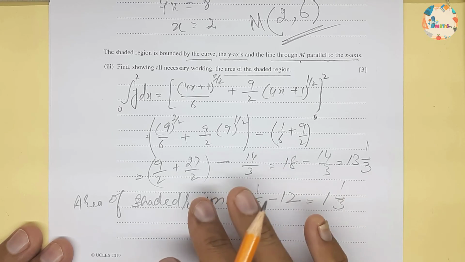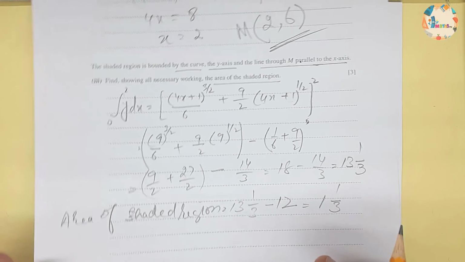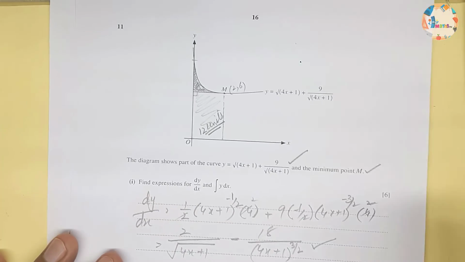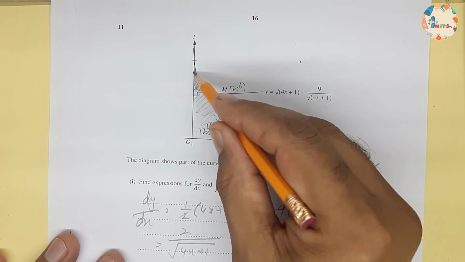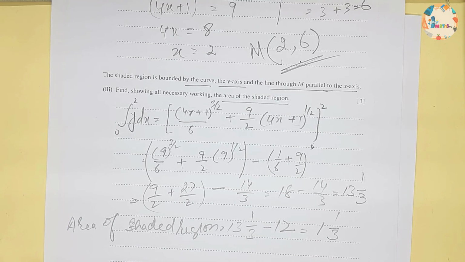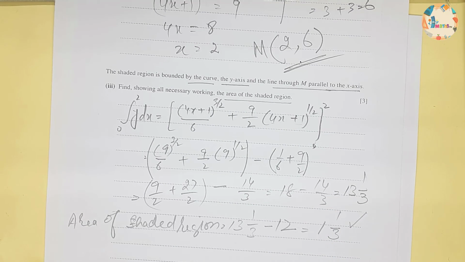This 12 unit I explained on the main diagram, I'll re-explain. This 12 unit we have taken from here. This is the 12 unit rectangle which we have to subtract because we need only this shaded area. So our answer to this part is 1 whole 1 by 3. Hopefully you understood each and everything. We are done with the paper.